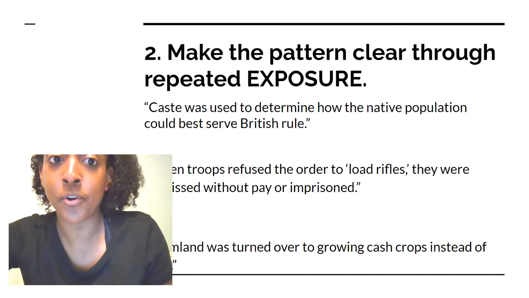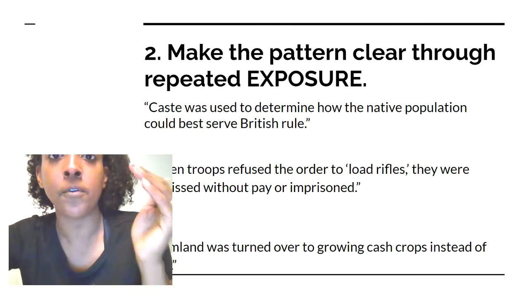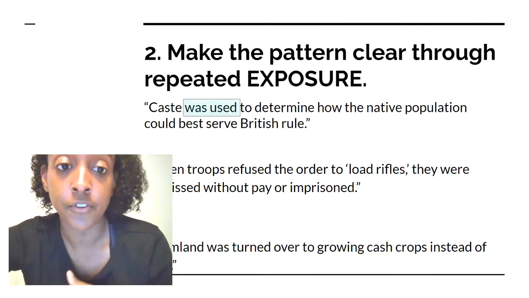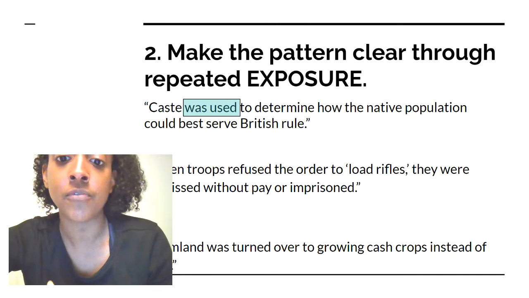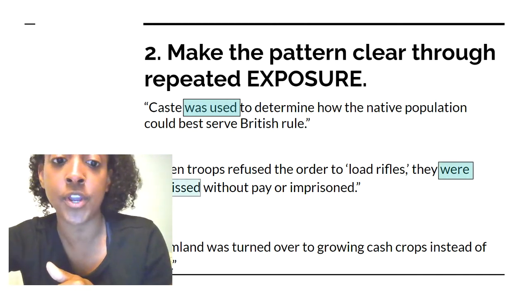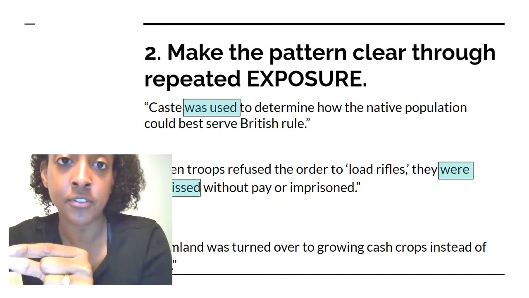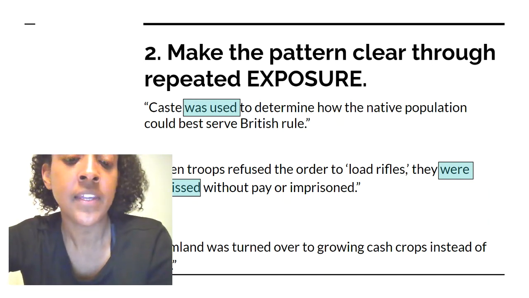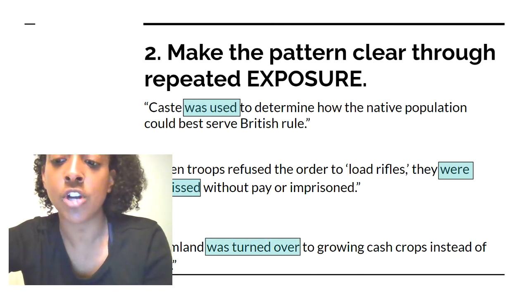So to make this point more clear, I would expose the students explicitly to more examples of the same pattern. All of these examples come from the same reading. We already saw the first example, "caste was used." The second sentence says, "When troops refused the orders to load rifles, they were dismissed." So we see again that passive voice, where we've got a form of the verb be followed by a past participle ending in ed. They were dismissed without pay or imprisoned. And then finally, the third example says, "Farmland was turned over to growing cash crops instead of food."